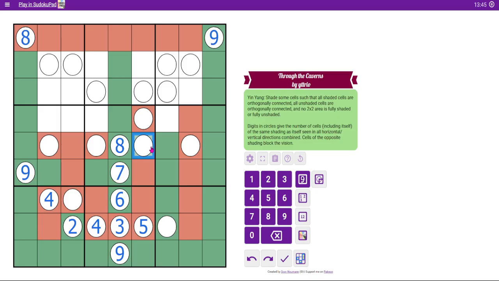This one here sees 3 shaded cells. This circle here sees 1, 2, 3, 4, 5. We cannot have a 5, so this one needs to be green. Again, this one needs to connect to the other reds. This one also needs to connect to some red anywhere in the yin-yang rules.